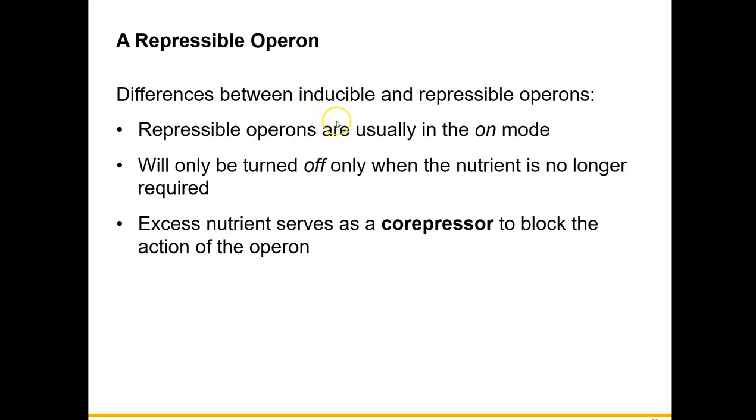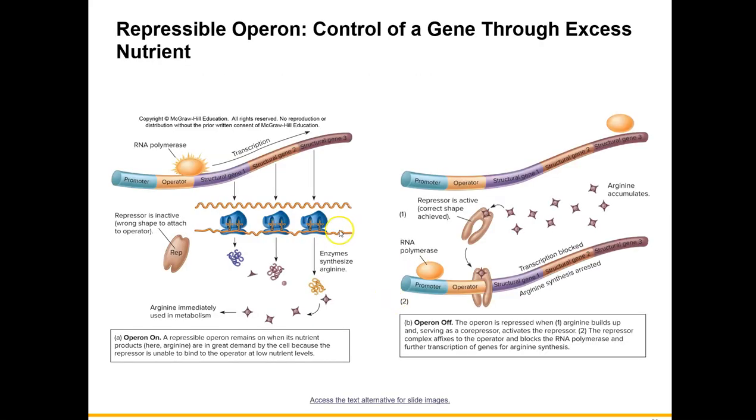The difference between an inducible and a repressible operon is that repressible operons are usually in the on mode. They'll only be turned off when the nutrient is no longer required. Excess nutrients act as a co-repressor to block the action of the operon. This one is going to be the arginine operon. It can also be the tryptophan operon. A lot of the time you'll see either tryptophan or arginine in bacterial cells.